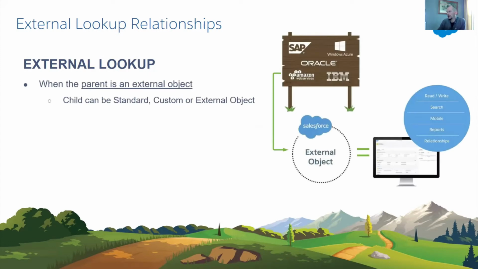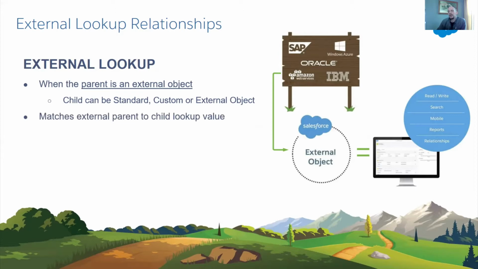Externally, so now we're talking about if there are any objects we have set up as an external object. This gets a little bit more confusing, so hopefully I can explain it very well. When the external object is a parent object, we want to look at the external lookup rather than the indirect lookup. The child object can be a standard, custom, or external object as well, but the parent, I think it's required that it should be an external object just by the way it's structured.